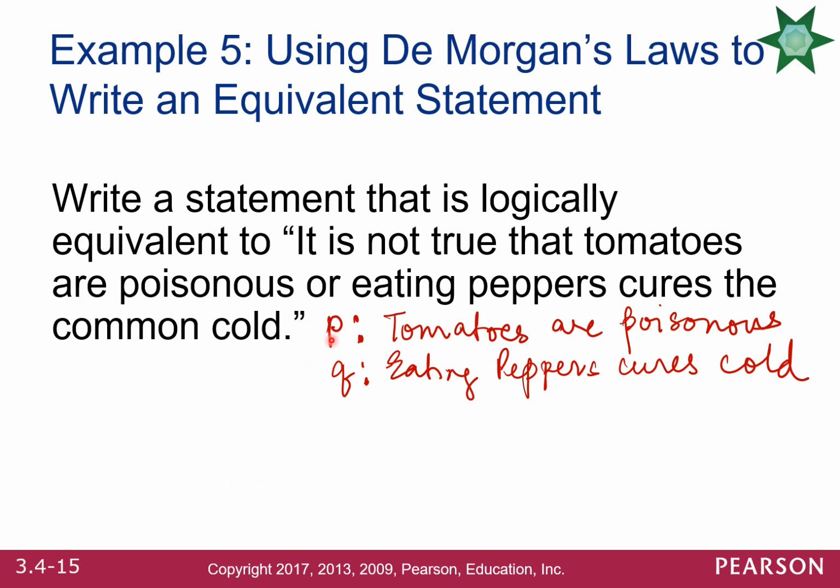So now we will put this entire compound statement in symbolic form. So it is not true, which means negation. And then within brackets, we will have tomatoes are poisonous, which is P, all right? Or, there's an or here, so the or symbol followed by Q, which is eating peppers cures the cold.